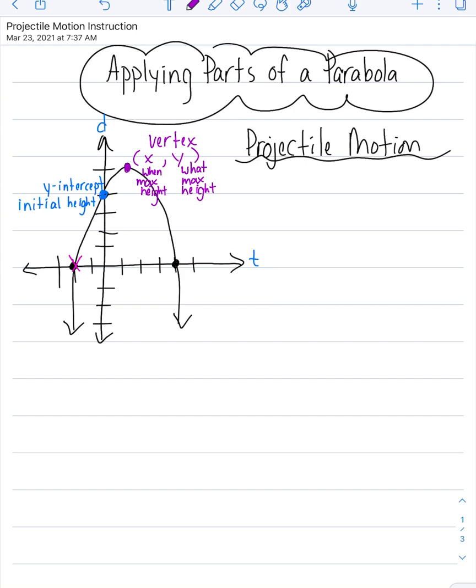I'll show you how to use this in just a moment. And now let's go back to the other 0. The other 0 in this case is (4, 0). So the, excuse me, the positive 0 is how long it takes for the object to hit the ground. So your positive x-intercept is how long it takes your object to hit the ground.